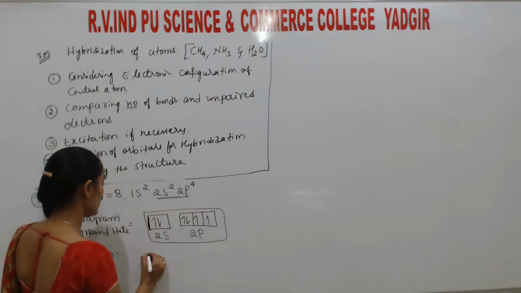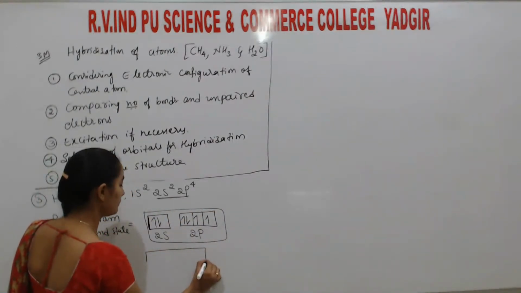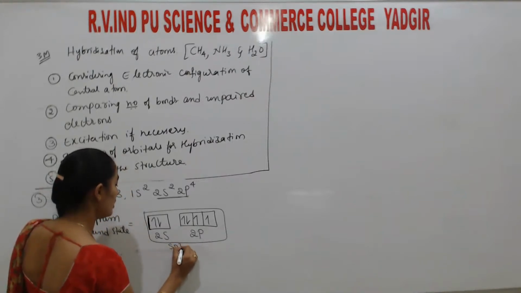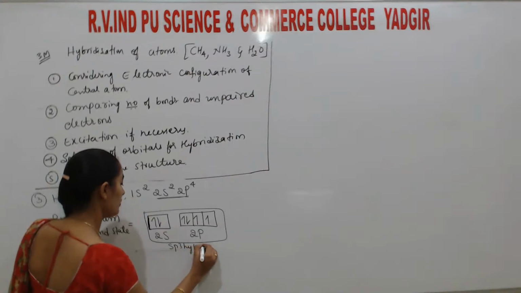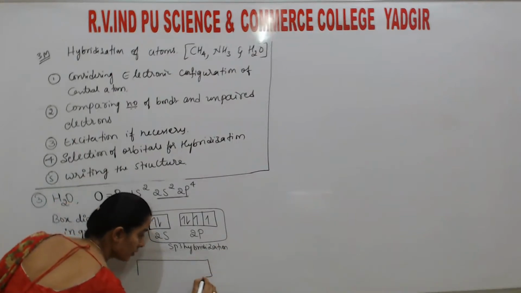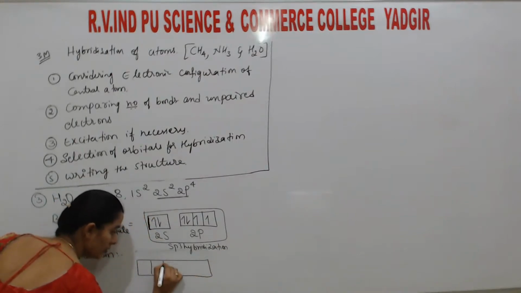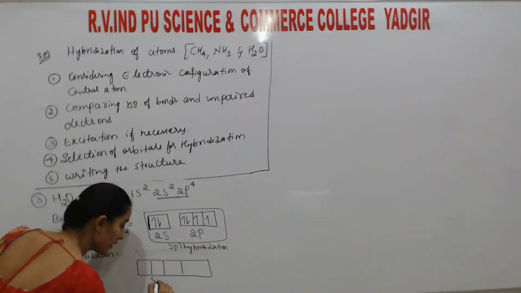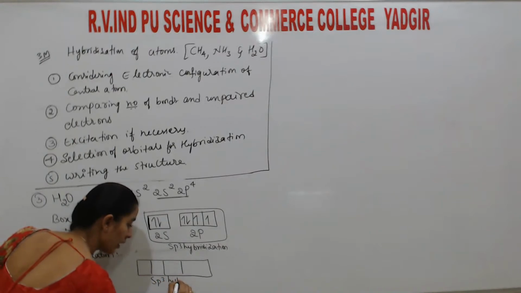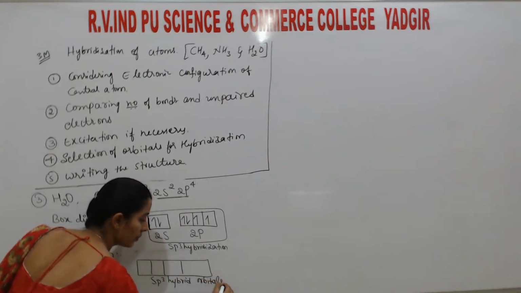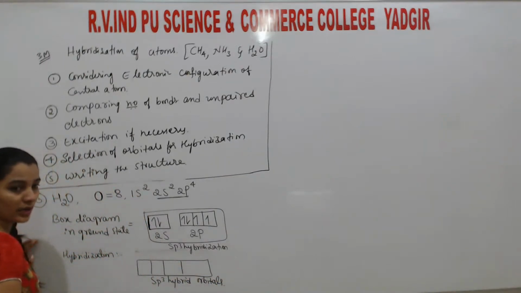So these are the four. You simply write here sp3 hybridization. Now, you take the box diagram 1, 2, 3, 4. What are those? Sp3 hybrid orbitals. Once they get hybridized, they are of the same energy.